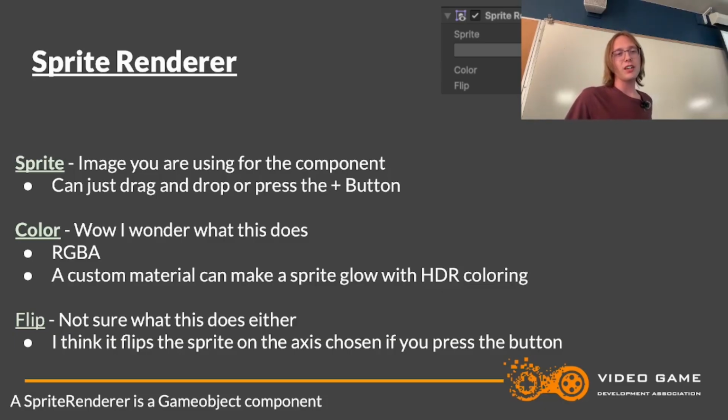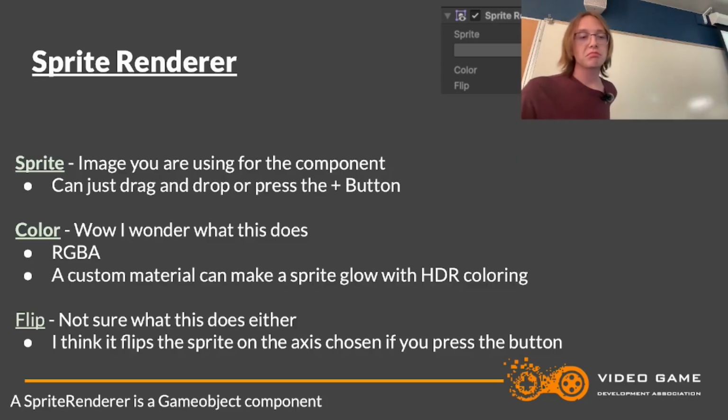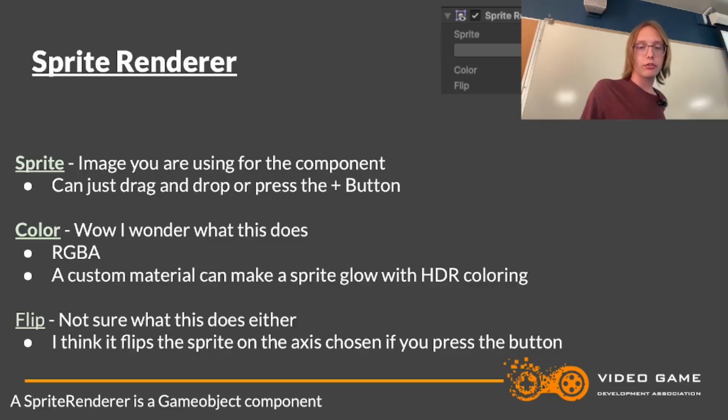For a sprite renderer, whenever you have a game object and you want to put your image into it, you're going to use a sprite renderer. That's part of a game object and it's a component. So for sprite, drag and drop it into there. You can also press the plus button if you want to. For color, RGBA. You can also have a custom material that can make the sprite glow with HDR coloring too. And for flip, I think it flips the sprite on the axis chosen if you press the button. So yeah, just keep that in mind.